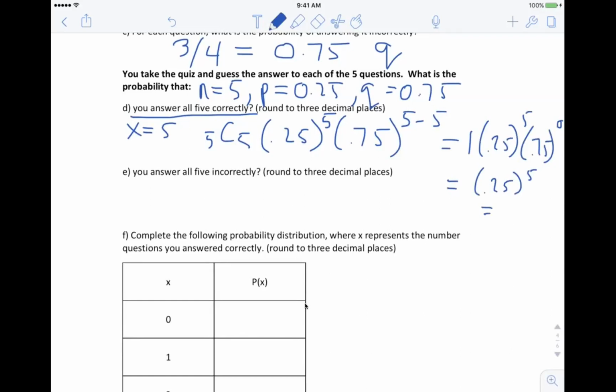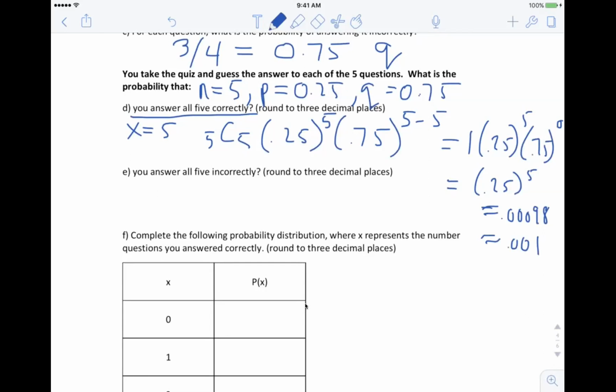I'm getting something pretty darn tiny. 0.25 to the 5th is about 0.00098. It does say round to 3 decimal places, so that looks like 0.001. So it doesn't look very good for us if we're just guessing on this test or quiz, I suppose.